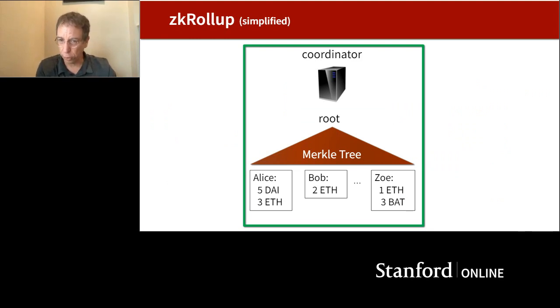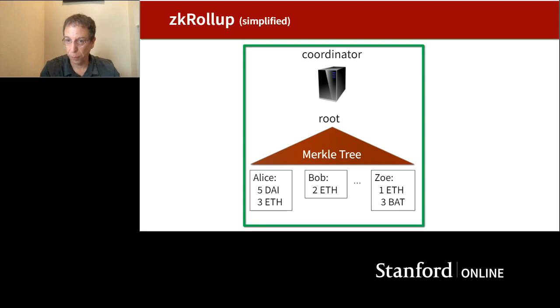So here we have the coordinator. The coordinator is managing accounts for many, many different users, and every user has a balance which the coordinator knows. That's the setup. The coordinator knows exactly who the users are and what their balances are. The coordinator is going to create a Merkle root of all these account balances. If you don't know what a Merkle tree is, don't worry about it.